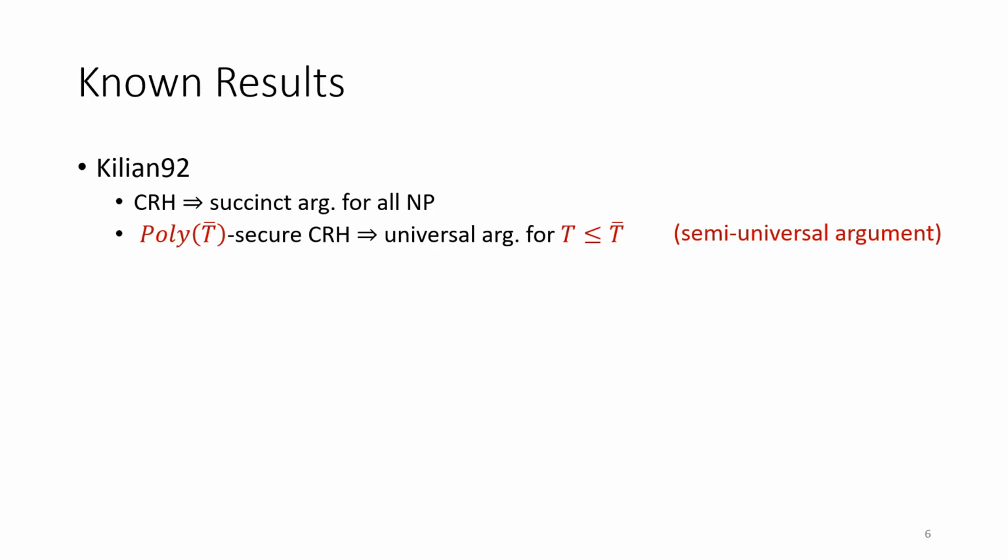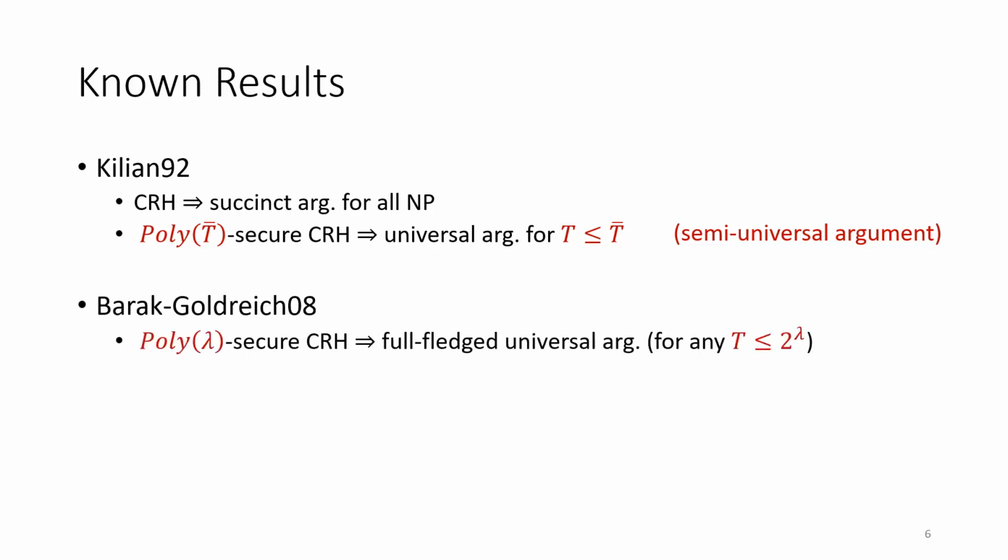So, okay, it turns out that it isn't inherent. And what Barak and Goldreich showed is that you can construct a full-fledged universal argument for any number of steps T. T can be as big as 2 to the power of lambda, where lambda is the security parameter. And all we need to assume is a polynomially secure CRH. That's what we know about universal arguments.